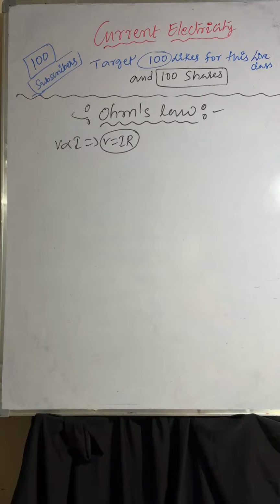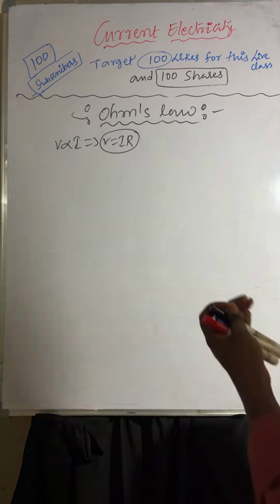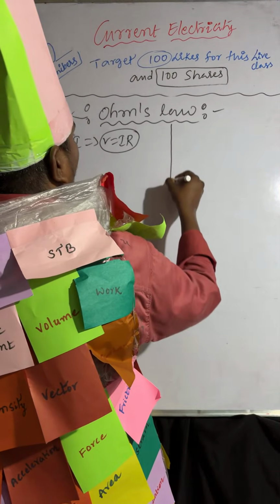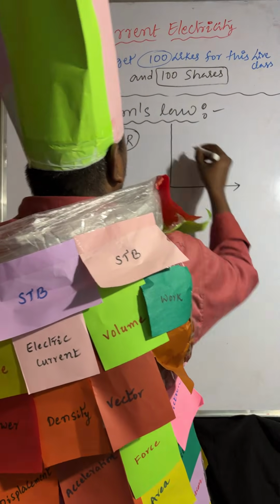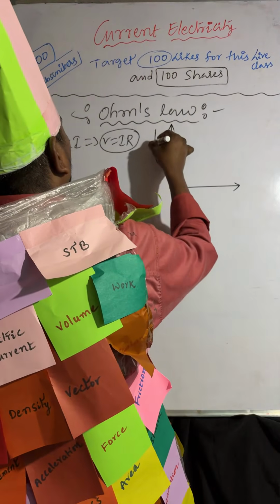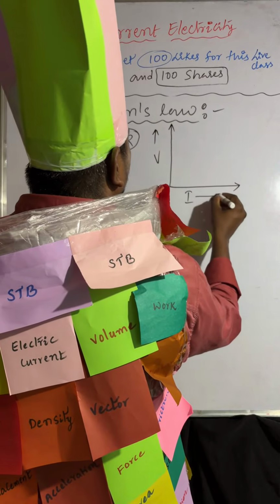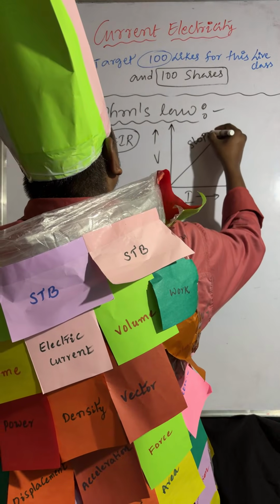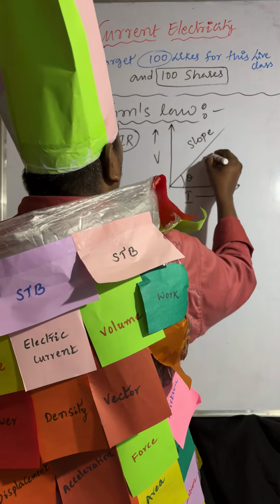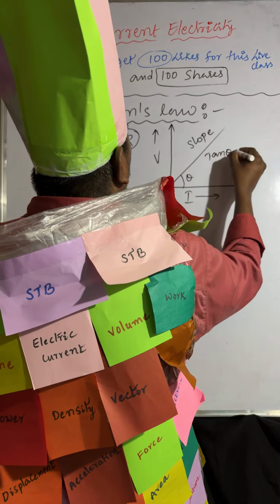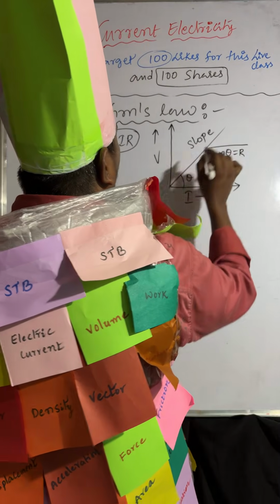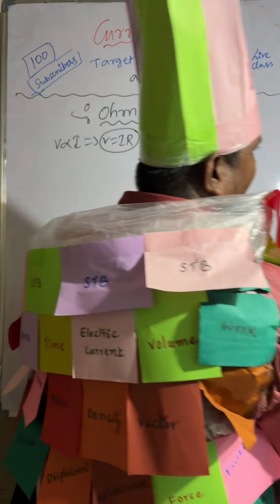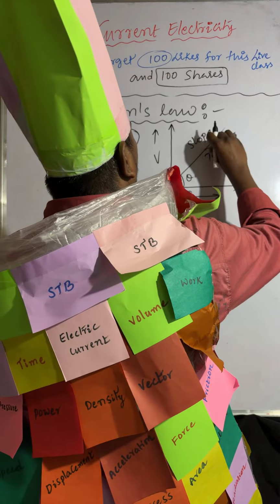I hope it is very clear. V is directly proportional to I, V equals IR. Now you can take the graph, with V on the y axis and I on the x axis. Taking the slope, this is theta, and tan theta equals R. The slope of the VI graph gives a straight line.